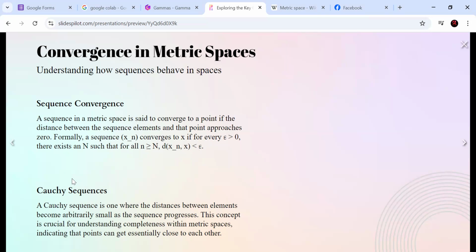Another famous sequence is the Cauchy sequence. The Cauchy sequence is one where the distance between elements becomes arbitrarily small as the sequence progresses. These concepts are crucial for understanding completeness within a metric space, indicating that the points get essentially close to each other.